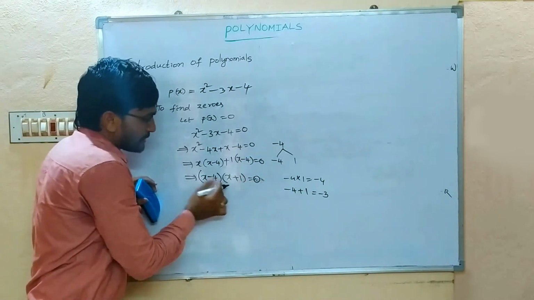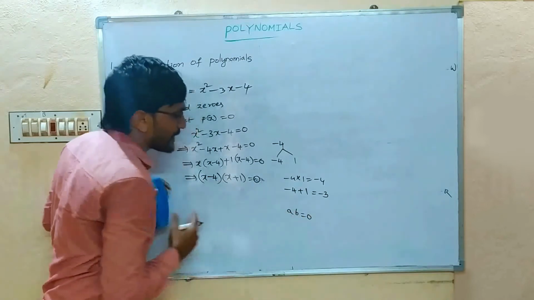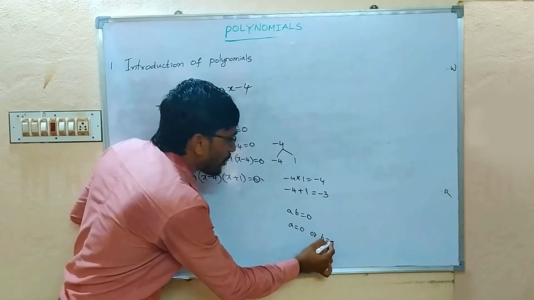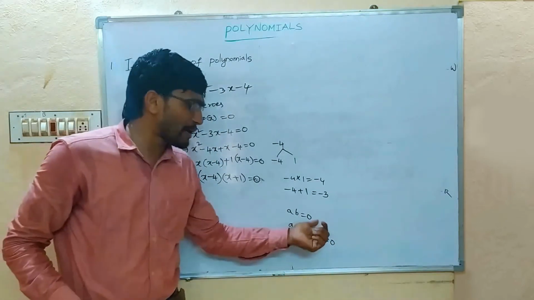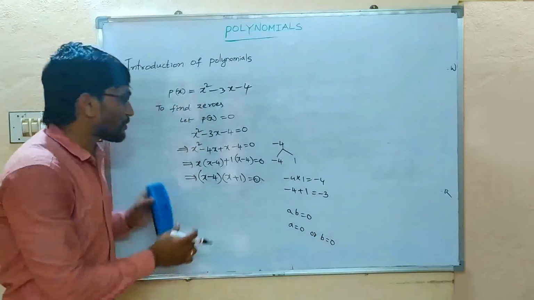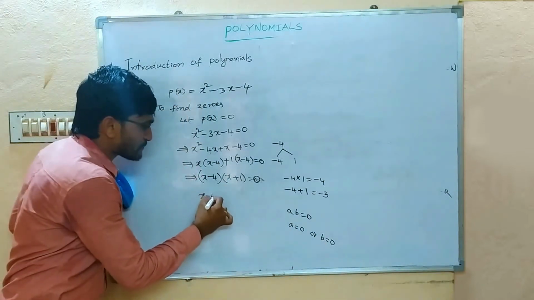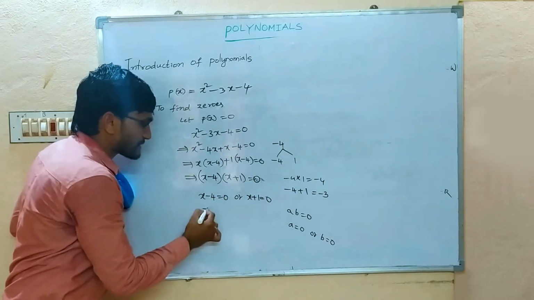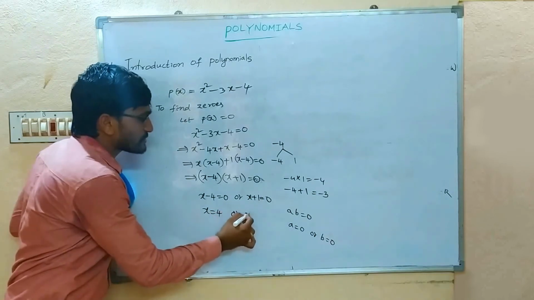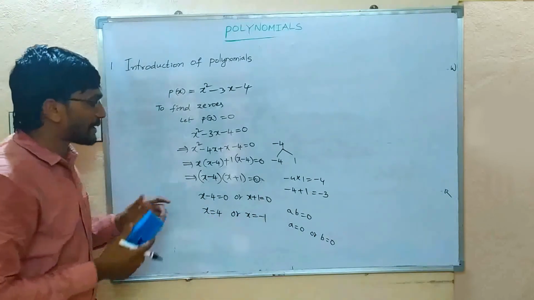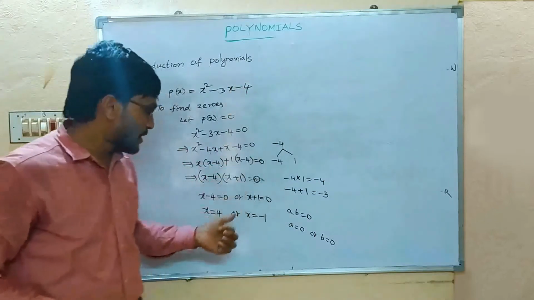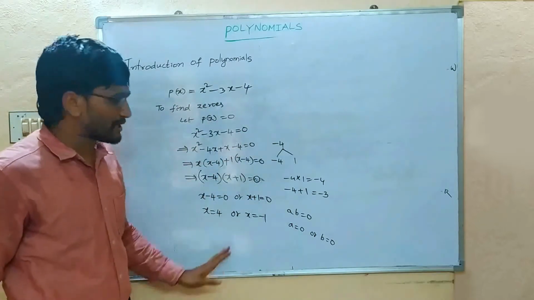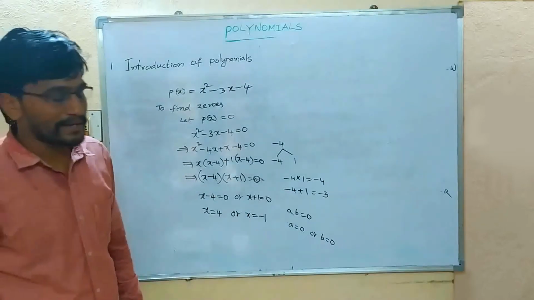Now a into b equal to 0 means either a equals 0 or b equals 0, or both equal 0. Then only it will become 0. Like that, I write here x minus 4 equals 0 or x plus 1 equals 0. So x equals 4 or x equals minus 1. The values of the variable are the zeros of that polynomial. So the zeros of this polynomial are 4 and minus 1.